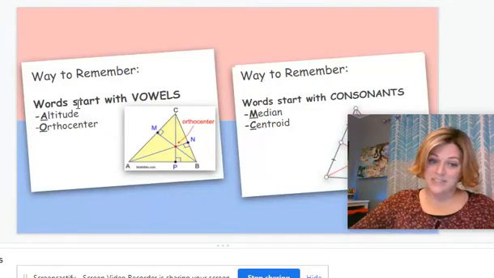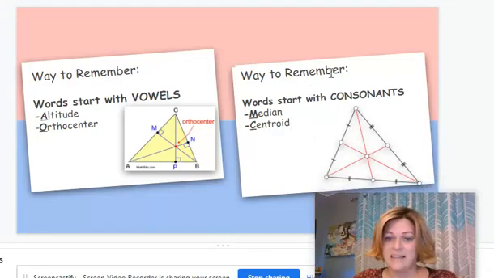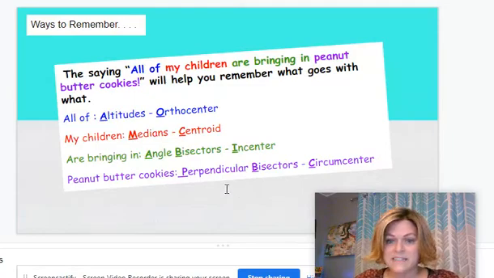And then here's another way to remember. The words altitude and orthocenter, again, those start with vowels. And the consonants are the median and the centroid. So that's another way to remember it, but take really good notes and you should be okay. And then one last slide. This is a way to remember all of them, put them all together.